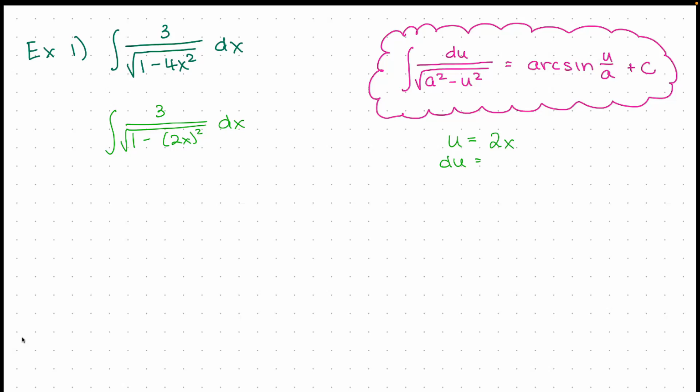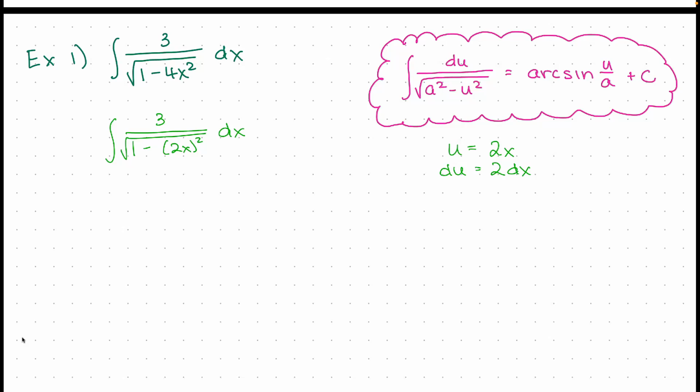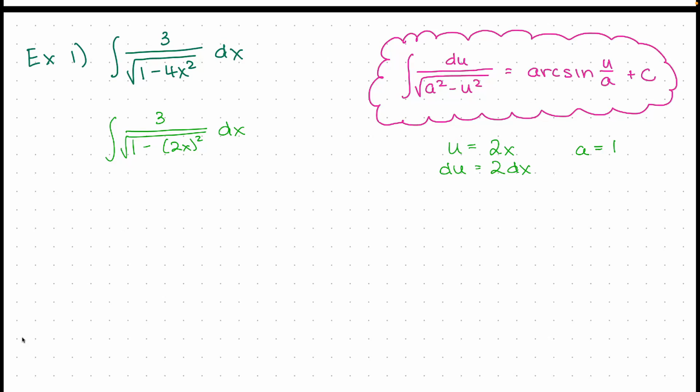And this is just like U substitution at this point. So Rena? Yeah. 2dx. And then the last thing that we want to spot is A. What does A equal in this problem? Yo, Jay. Yeah. Because it's like a 1 squared.